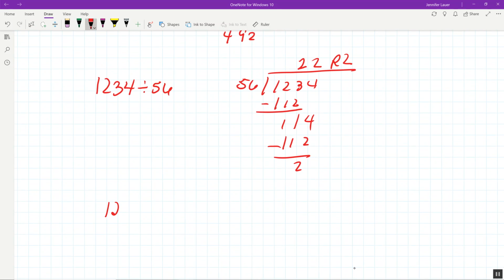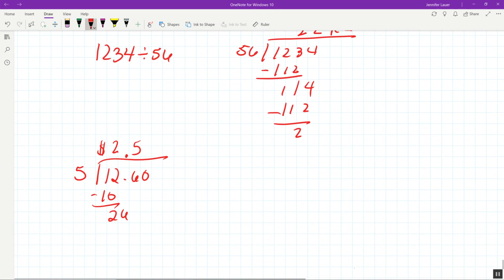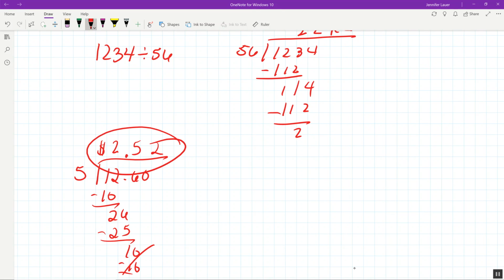Another one would be $12.60 divided by 5. Remember with these, you want to go ahead and bring up the dollar sign and the decimal. 5 goes into 12 twice. 2 times 5 is 10. 5 goes into 26 5 times. And then 5 goes into 10 twice. So it's $2.52 for that one. And that pretty much covers our arithmetic review.